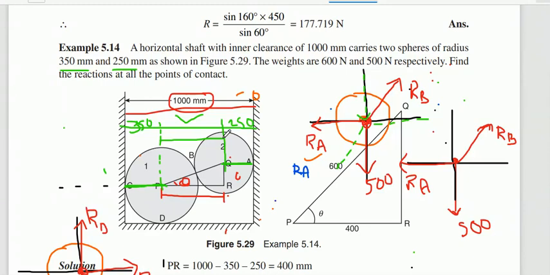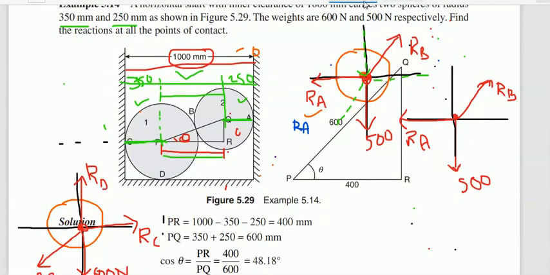Total 1000 is there. This portion is the radius of sphere 1, this portion is the radius of sphere 2. If you deduct these radii, we get the PR distance. That is what they have done here. PR is equal to 1000 minus radius of first sphere minus radius of second sphere. You will get 400 mm. That is the distance of PR.